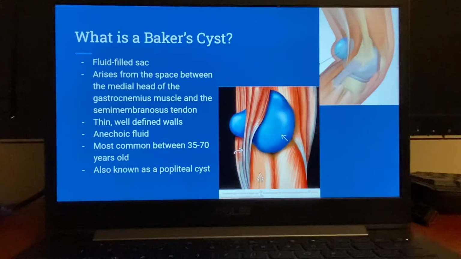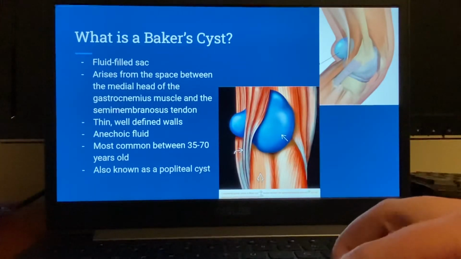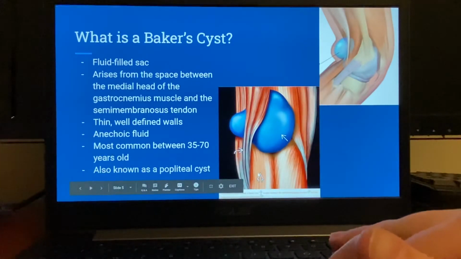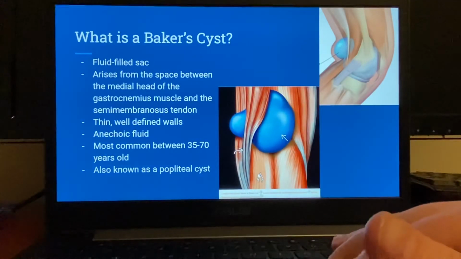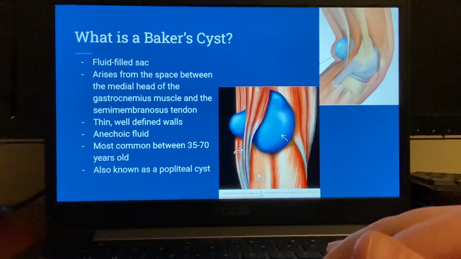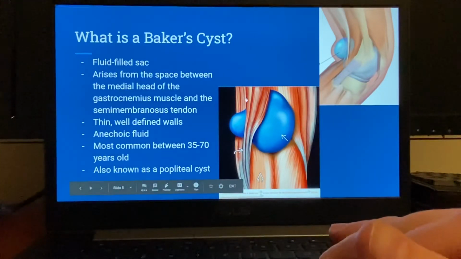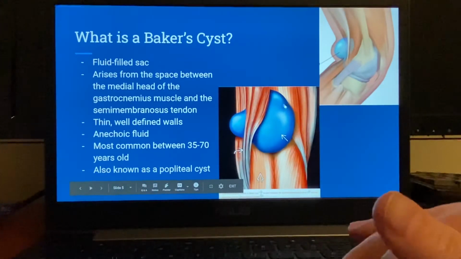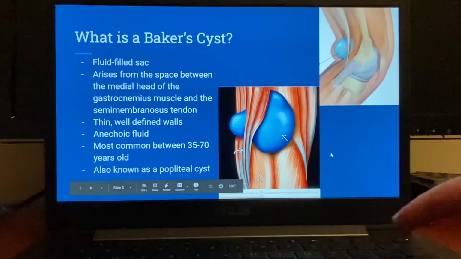So what is a Baker cyst? I'd always heard of a Baker cyst, but I guess I didn't really fully know what a Baker cyst was until after researching. A Baker cyst is a fluid-filled sac. It arises between the medial head of the gastrocnemius muscle, which you can see here with this broad arrow, and the semimembranosus tendon, which you can see here with the curved arrow. And the blue area, of course, is the Baker cyst.